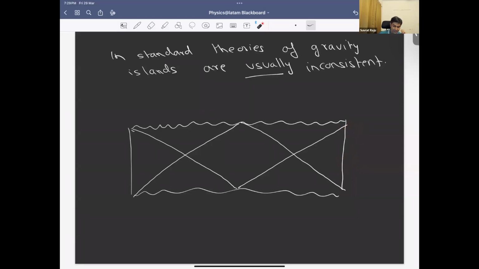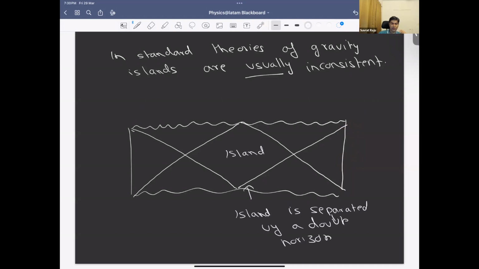Now it might be in some setups that the island is behind a double horizon. This is what's called a double horizon, from the boundary. When that happens, the information about the island never reaches the boundary. And therefore, it's still possible to have an island in a standard theory of gravity if it's behind a double horizon. It doesn't contradict the results that we have.